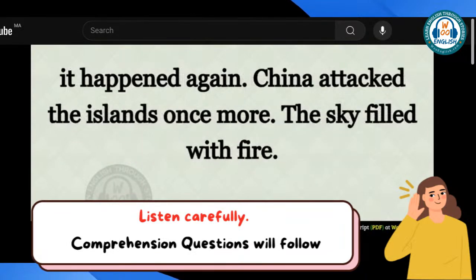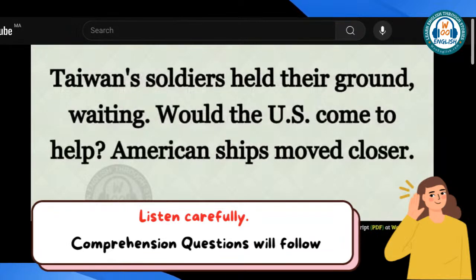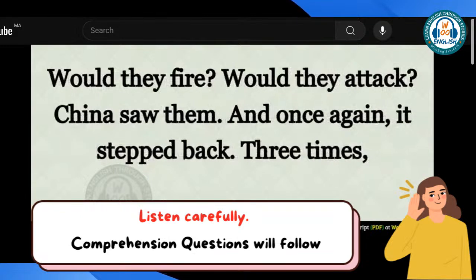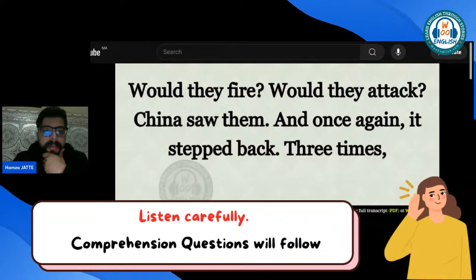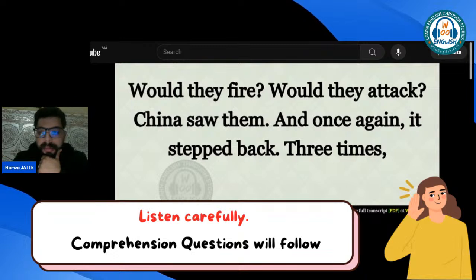In 1958, it happened again. China attacked the islands once more. The sky filled with fire. Taiwan soldiers held their ground, waiting. Would the U.S. come to help? American ships moved closer. Would they fire? Would they attack? China saw them, and once again, it stepped back.